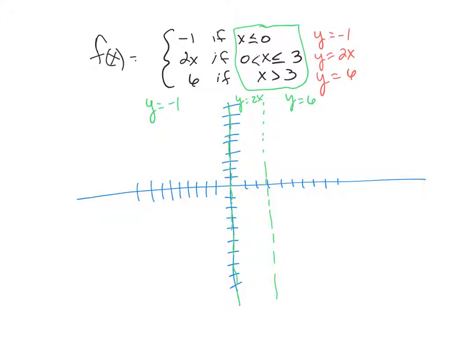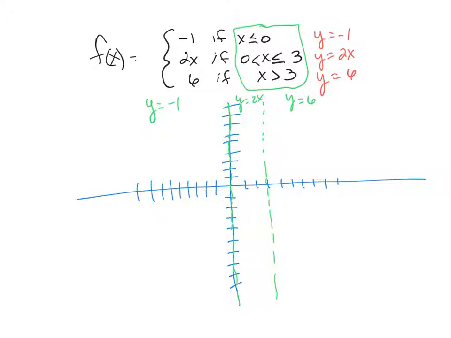Where is it bigger than 3? On the right side of the graph, on the right side of the wall. Where is it between 0 and 3? Right in the middle of the walls. And where is it less than 0? On the left side of the wall. You got it? So you're putting the equation where it goes on the graph. And then you're going to graph that equation only in that section of the graph. You're not going to cross the wall, ever.